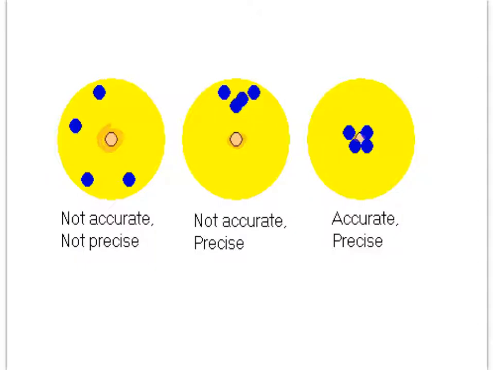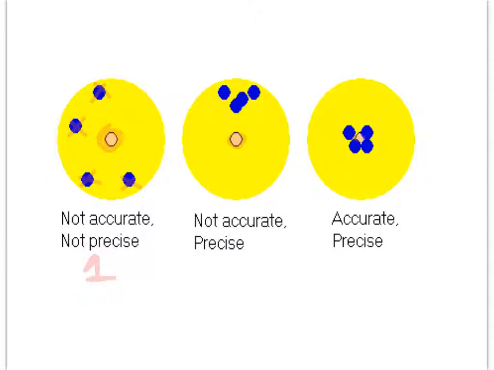So if I'm looking at scenario number 1, I threw 4 darts: 1, 2, 3, 4. And if I'm going to talk about accuracy, I would say I'm not accurate because I did not hit the bullseye with any of those 4 data points. I also don't think I'm very precise because my 4 data points are not close to each other. So accuracy is the ability to hit the bullseye. Precision is the ability of my data points to be close to one another.